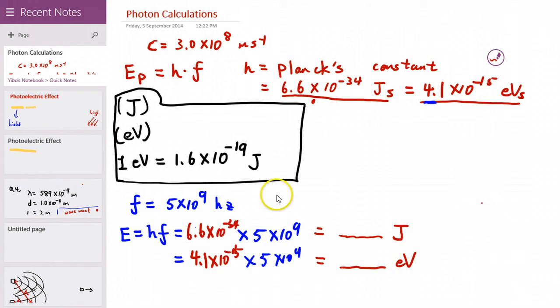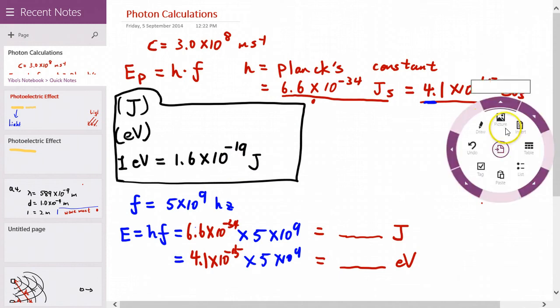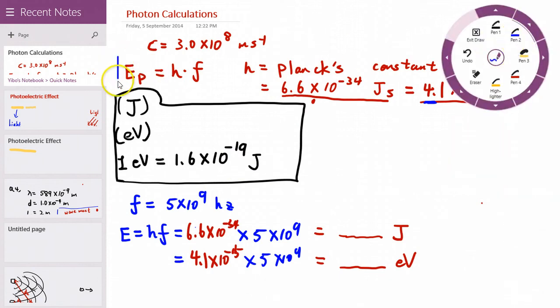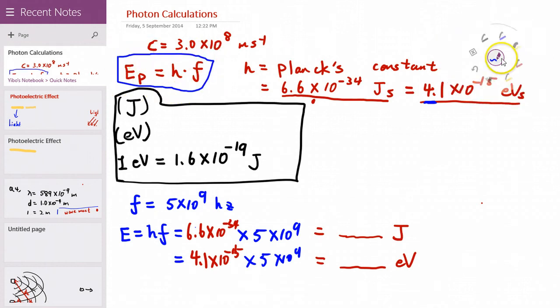Now that's the basic equation of photons, the energy of a photon. Now let's do some more.